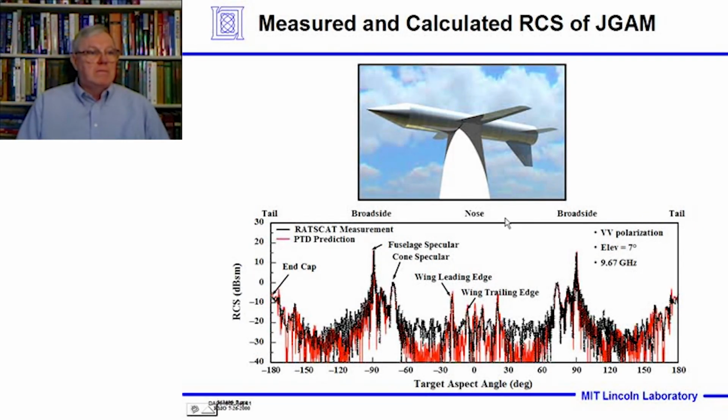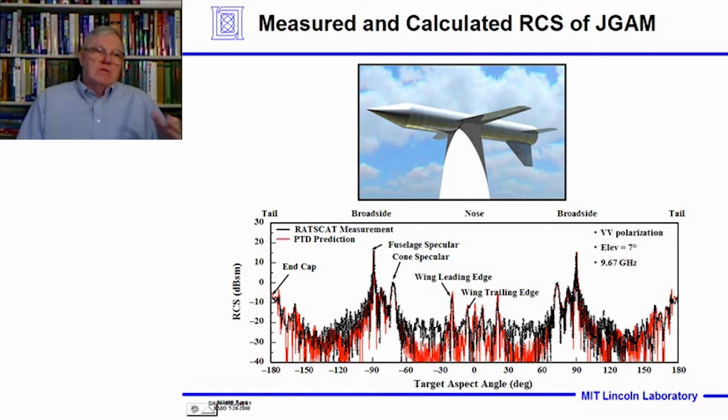Now when we run the physical theory of diffraction predictions, in red here, up against our RATSCAT measurements, you can see it pretty well is predicting the location of each of the peaks. But the areas between the peaks, here and here, it doesn't do too well. And that's where there's different interactions going on. And this is at a high enough frequency that this should be good.